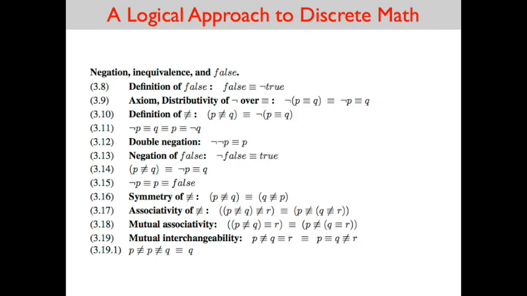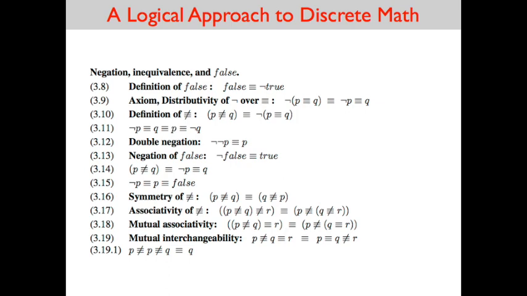All right, so here's what you're going to do. 3.12 for your homework, it's 3.12 double negation. And double negation says what? Not P equivals P. And 3.13 is the next one, negation of false. So not false equivals true. And then 3.14, P not equivalent to Q equivals not P equivals Q. And then 3.19, mutual interchangeability. P not equivals Q equivals R equivals P equivals Q not equivals R.